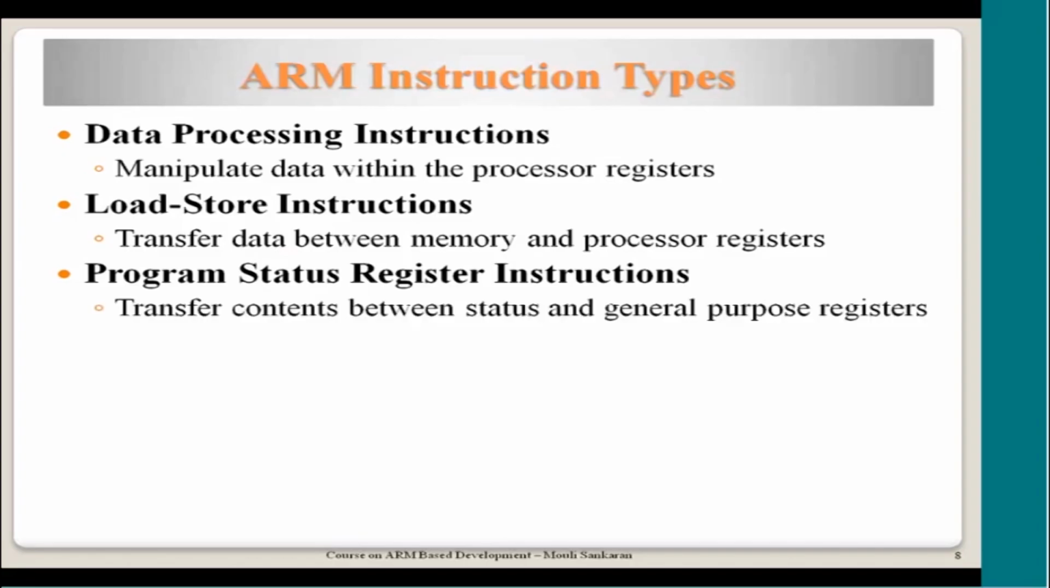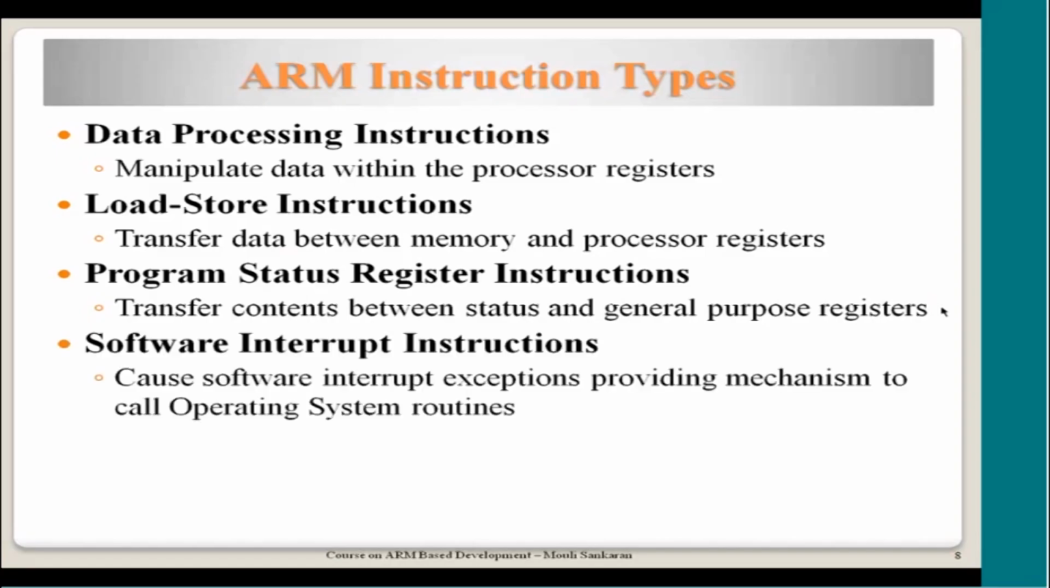And program status register instructions. If you remember, we spoke a lot about the current program status register, CPSR. If for any reason we want to know the contents of the CPSR and manipulate them, in fact to change the mode from one to another, we need to copy the CPSR value and then change it. So there are special instructions which help you take a copy of the CPSR, manipulate it and write it back.